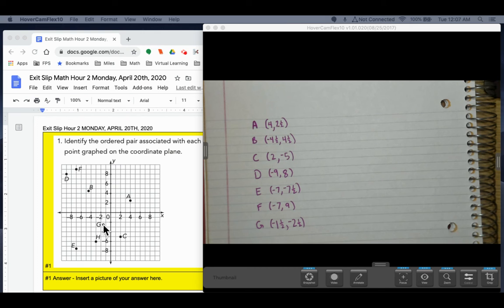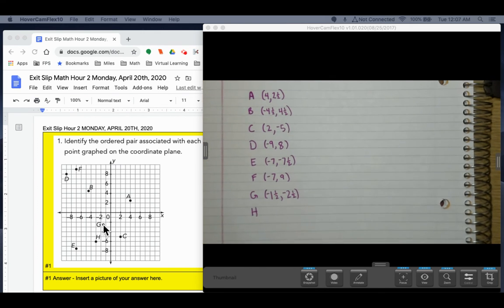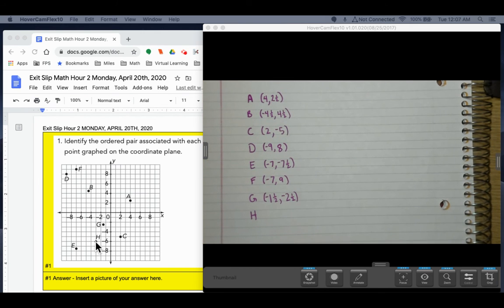A, B, C, D, E, F, G, H. All right, H is right here. Start the origin. -2, -3. And then down to -6. -3, -6. All right, A, B, C, D, E, F, G, H, I. I don't see any more, so we're done with that.